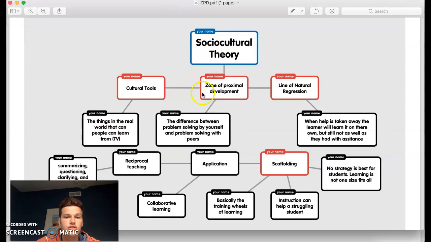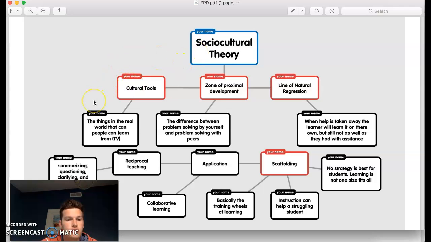All right, now moving on to sociocultural theory, which first we got to start with the zone of proximal development, which is the difference between problem solving by yourself and problem solving with your peers. When you think differently, sometimes you need help. And so this could be when you solve things on your own, you think differently than when you're going to do it with a peer. As a team, you just subconsciously know that it's a little bit different than when you're just by yourself. So that's what really plays into sociocultural theory.